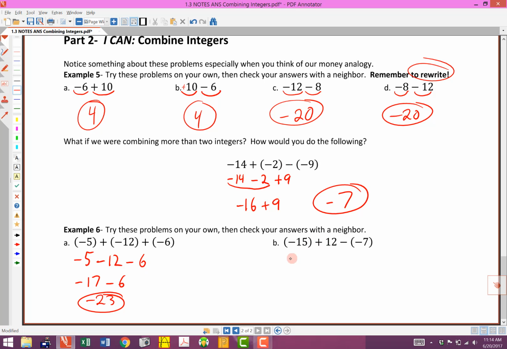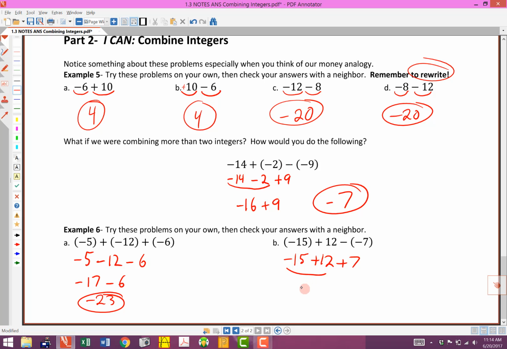Let's rewrite this one here. Negative 15 plus 12. Really didn't have to rewrite much here other than getting rid of the parentheses on that one. And then this is going to be plus 7. Okay. Now this is where things get a little bit different. If you wanted to combine the 2 of those, that would be totally okay. Let's go ahead and do that. Let's put the 2 of these together first. So here's what we get.